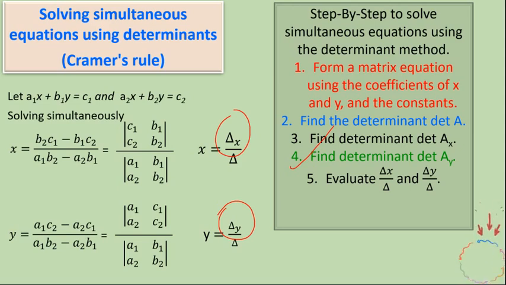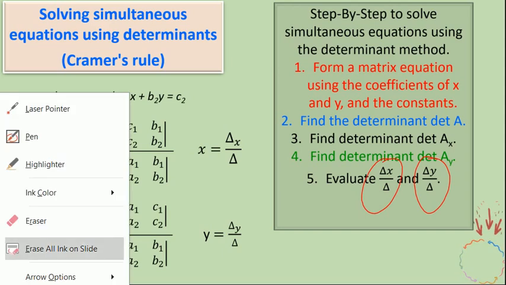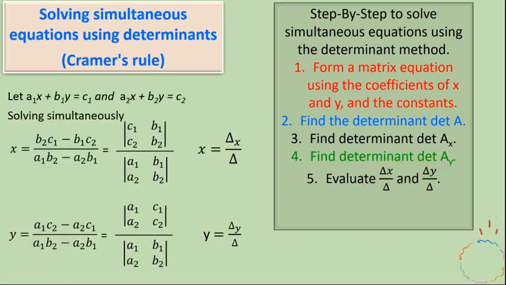Now the same thing we do for the determinant of y. Which one do we replace? We replace B1 and B2 with the constant values, C1 and C2. Having done that, the next is to find the value of x and then the value of y. These are the simple steps we are going to take if we must solve equations using determinants.